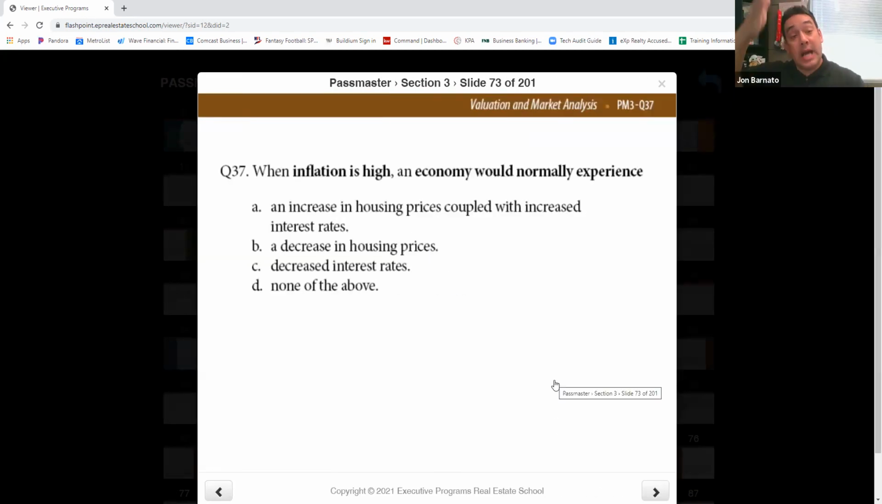When inflation is high, the economy would normally experience what? Inflation's pretty high right now. If you go to the grocery store, you know inflation's high because your food bill is getting big, right? So, A. Oh, we got an A.